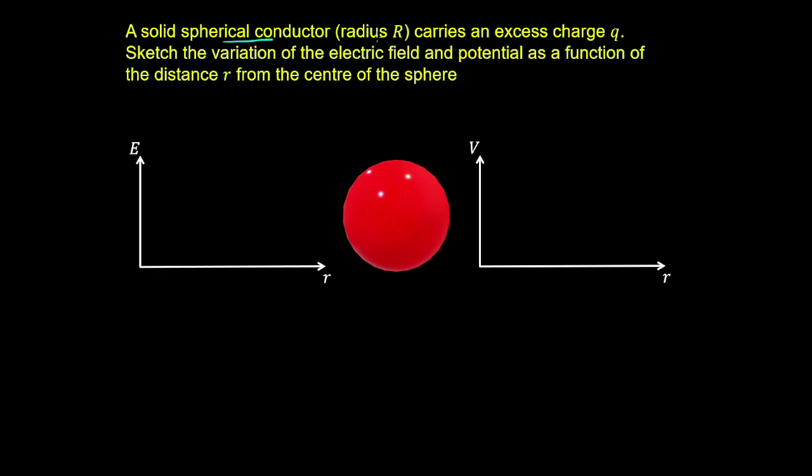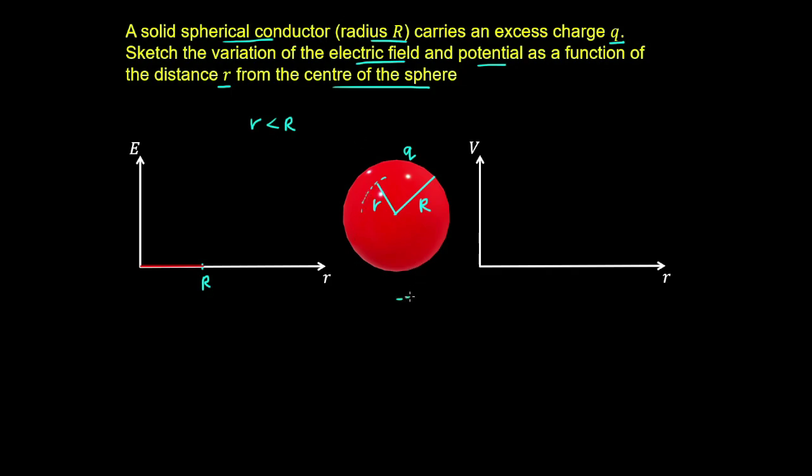A solid spherical conductor with a radius R carries an excess charge Q. So this charge is carried on the surface of the conductor. Sketch the variation of the electric field and potential as a function of the distance r from the center of the sphere. While inside the body of the conductor, the electric field is 0, which you can verify by constructing a Gaussian surface.